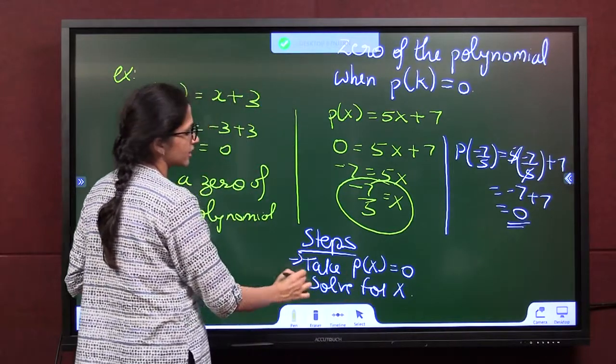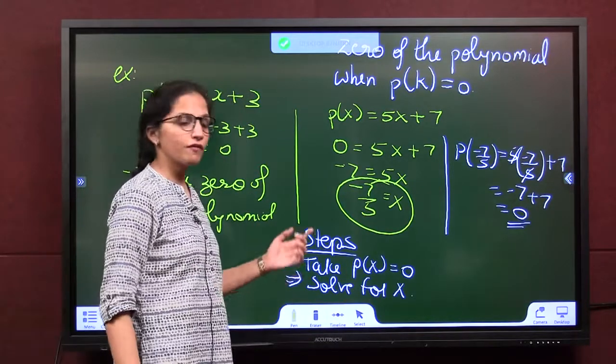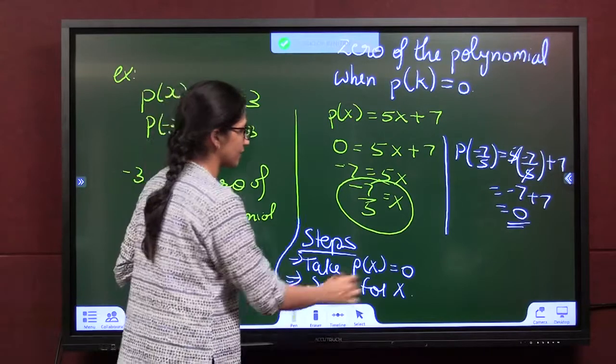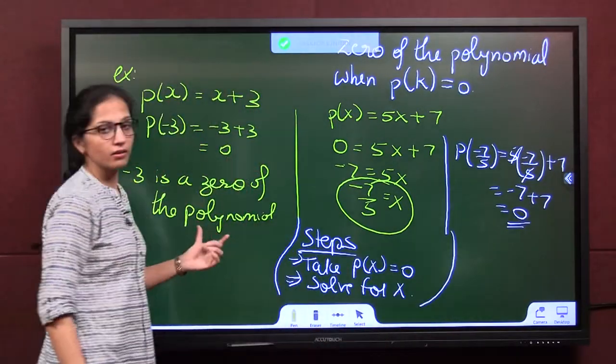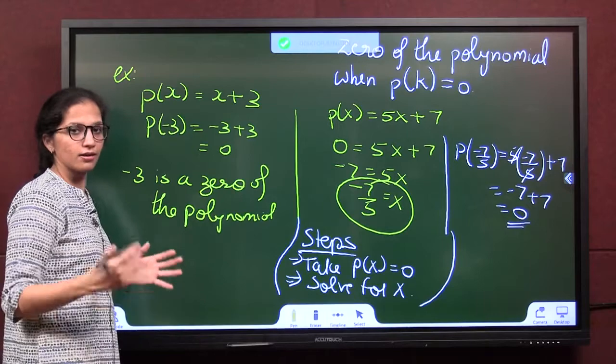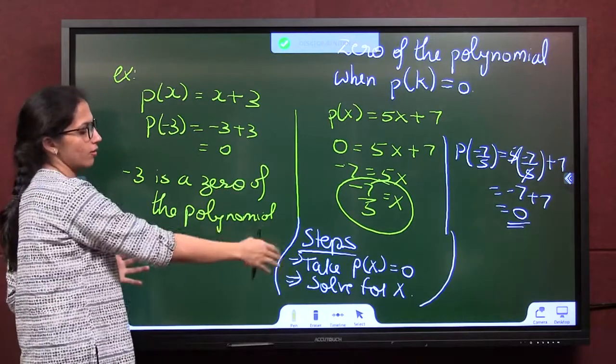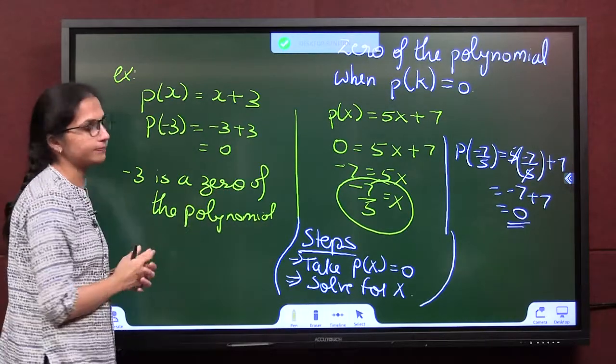Steps to find out 0 of a polynomial. Take p of x is equal to 0. Solve for x. We can't keep doing trial and error. It will take a lot of time. You can. It's not that it's not allowed, but we have to be quicker and smarter.